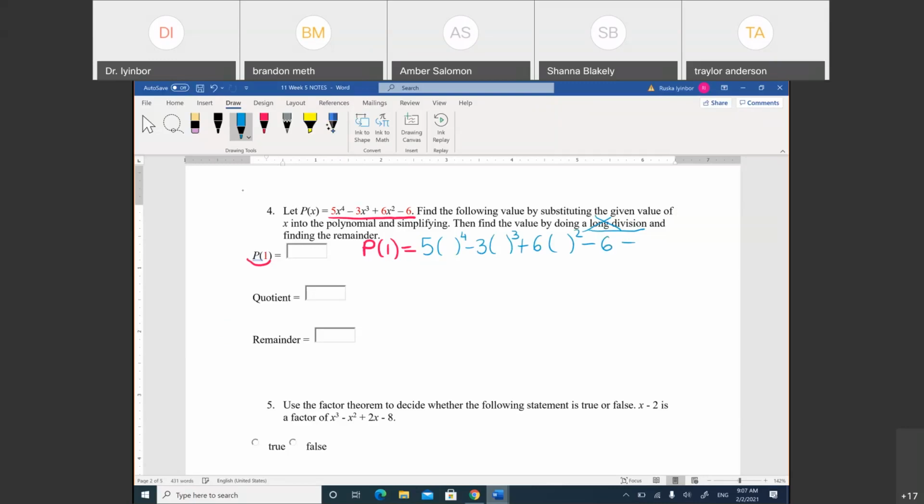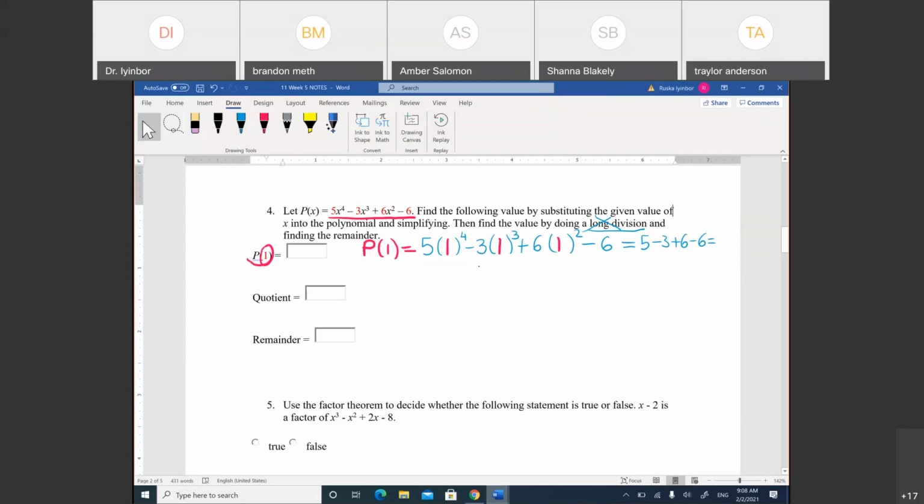And then what you're going to put for x? You're going to put the number given here. You're going to put 1. So I'm going to put 1 for each x. And then the calculator is going to give me the answer. Now, 1 with any exponent is 1. So technically what I have here is 5 minus 3 plus 6 minus 6. That's what I have. Because 1 cubed is 1.